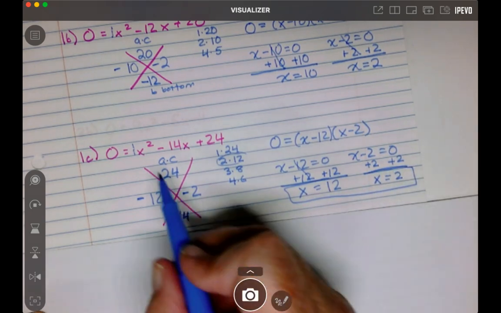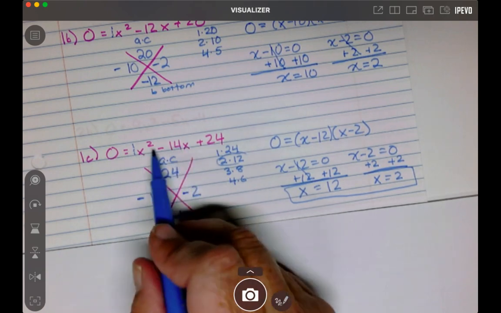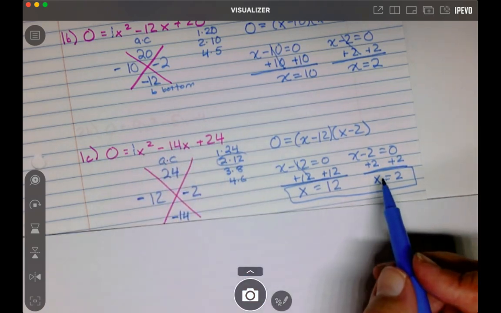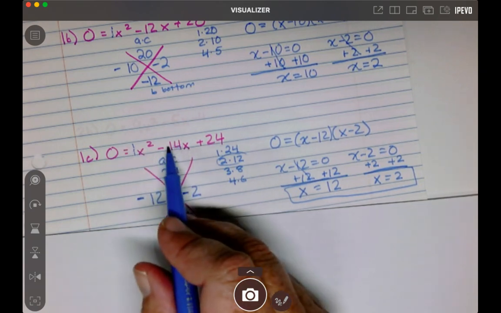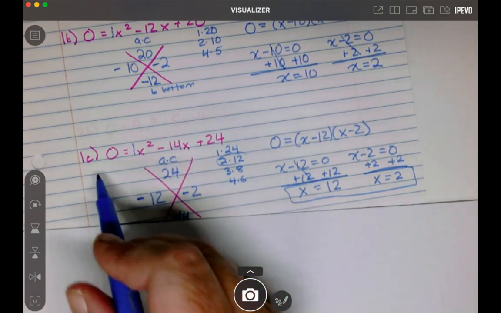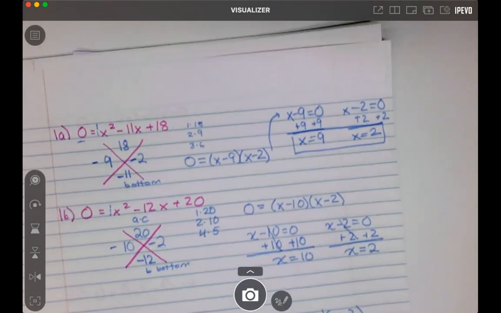If I were to substitute the 12 into the original equation and evaluate it, I would get 0 on this side. If I were to plug the 2 into this original equation and evaluate it, I would get a 0 also. These are the values of x that make this equation true. All right, let's move on to number 2.